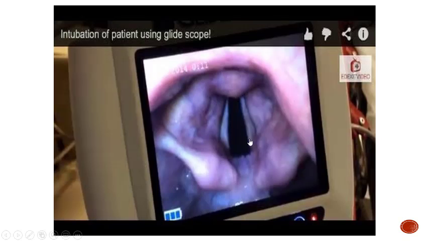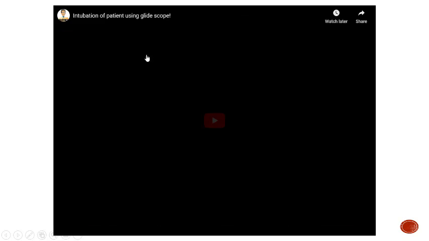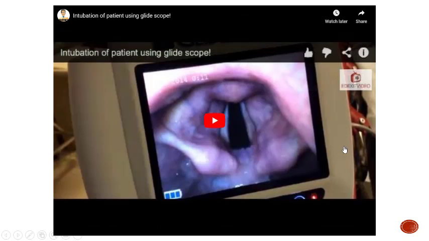So this is what I was talking about before with the Glidescope, and I won't watch this right now during the recording. You guys definitely can watch it on the PowerPoint later, but this is a gentleman who is coming in who needs to be intubated, and this is the camera. You can see the breathing tube going in, and it kind of, again, helps you to put in perspective the structures that we're learning here.